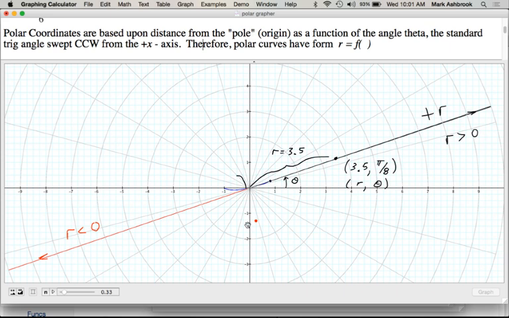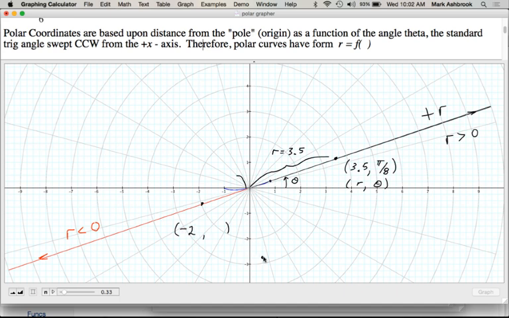So this point right here would have coordinates what? What would r be? Not negative 3.5 anymore. Negative 2, right? It's on the circle of radius 2. So see, all the points on the circle of radius 2 have an r of 2. So r is like radius, right? So this would be now negative 2.